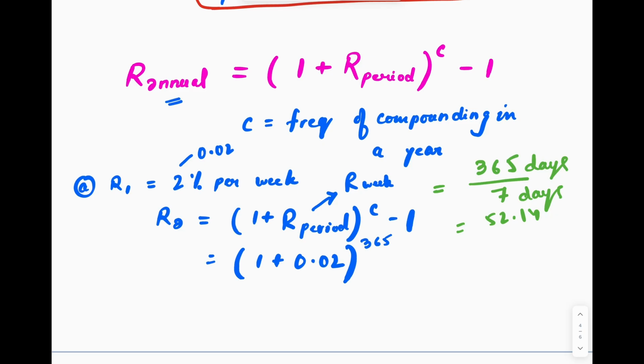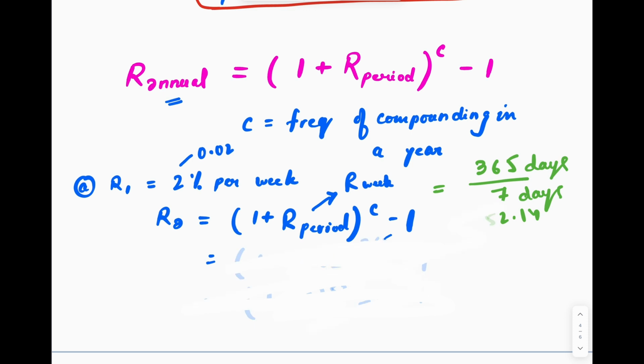Let me just do 7 days minus 1. So it's 1.02 to the power 52, minus 1. So whatever you calculate, you can do the calculation. I'll do the actual calculation as well when we are solving our example question, but you get the concept. Let me erase this off.